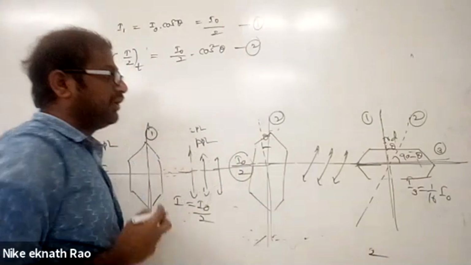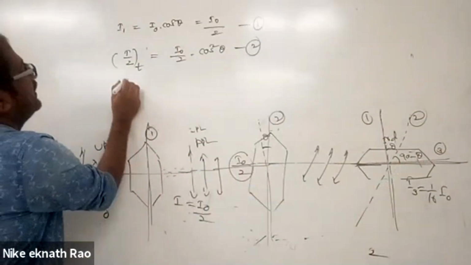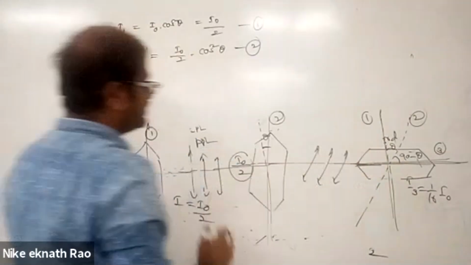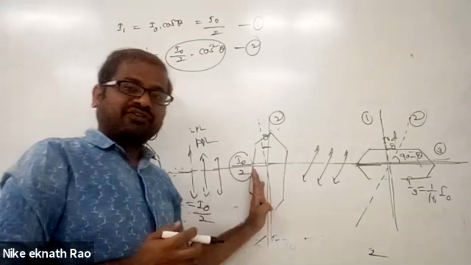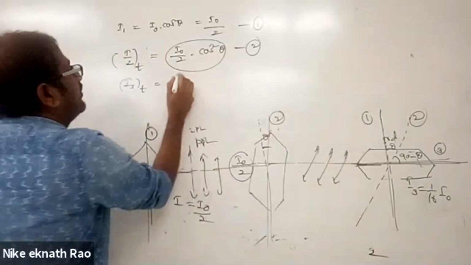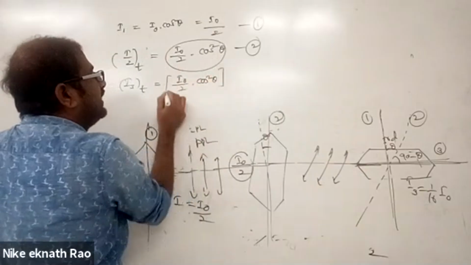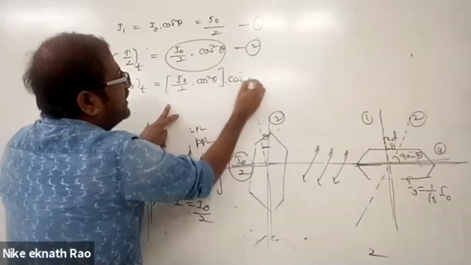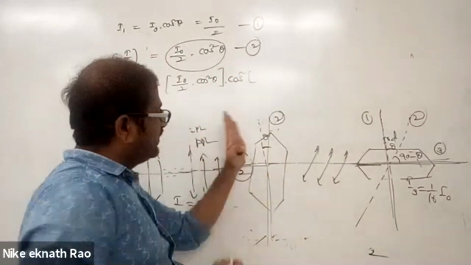Next, third point is the intensity of light coming out of the third polaroid. The light transmitted from second polaroid will fall on the third polaroid. That becomes incident light. How much is that now? I naught by 2 into cos square theta. This is I, I naught formula: I naught cos square theta, where theta is angle between these two polaroid axes. This axis is making theta angle.